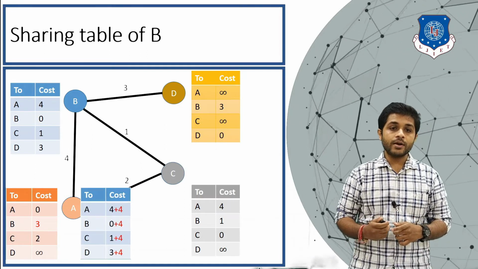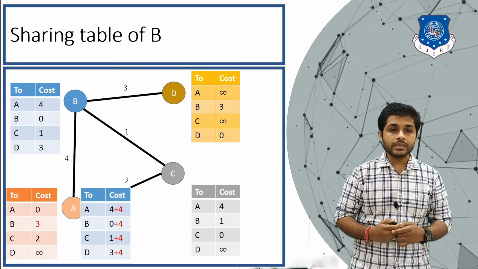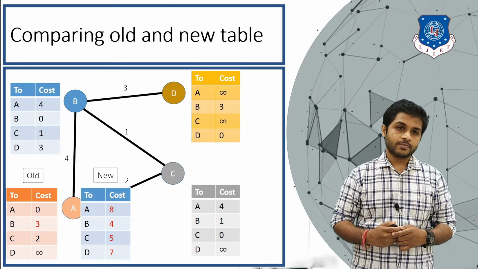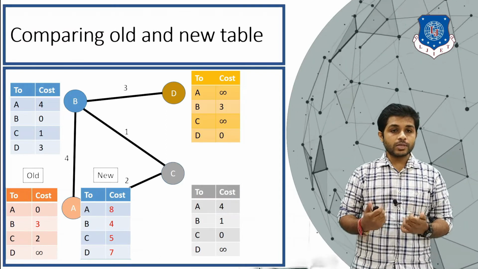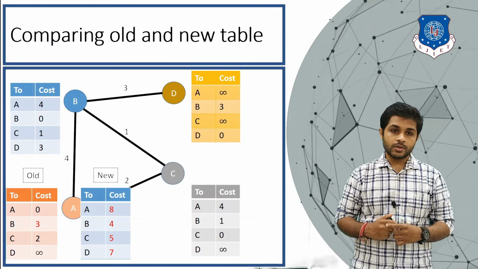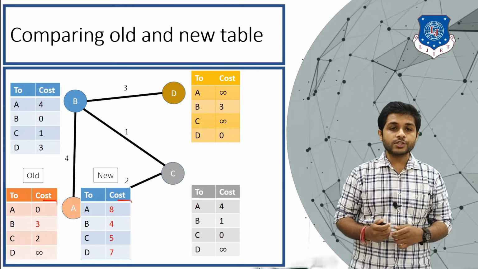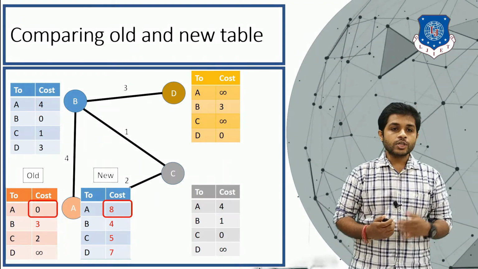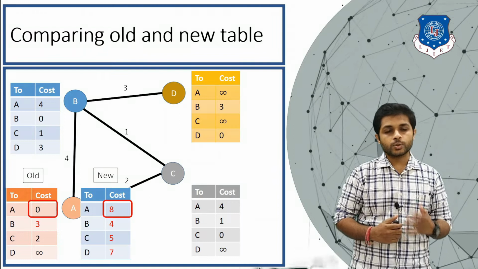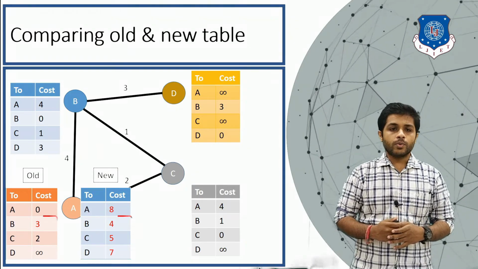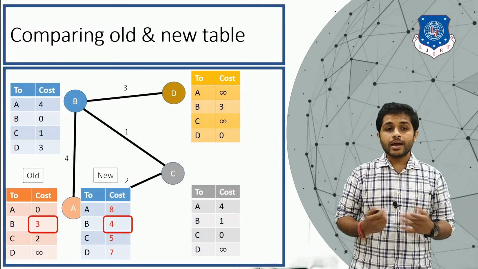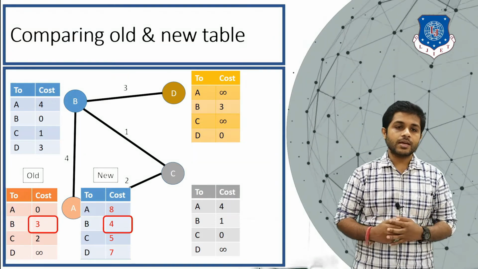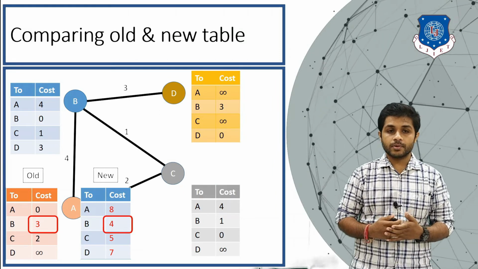So A will add 4 to each and every entry in the received B table, and again there will be two tables. Now A will compare the two tables, the new table and the old table. So let's compare the first entry. What is the minimum value in the first entry? It is 0. So A will not make any change to its own table. What is the minimum value in the second entry? It is 3, which is already the minimum value, so A will not make any change in its own table.